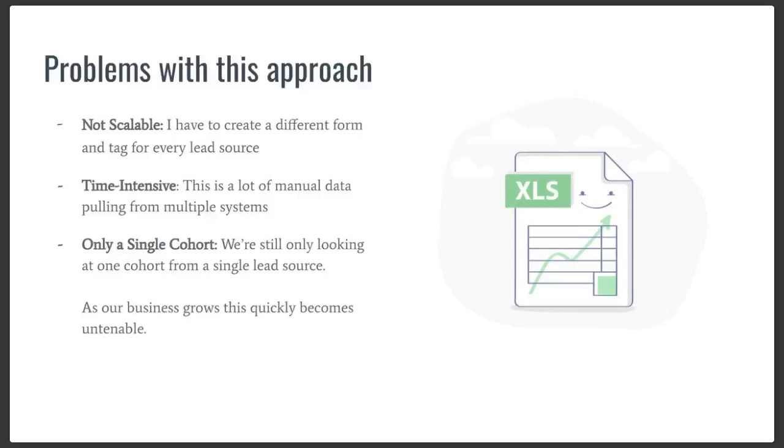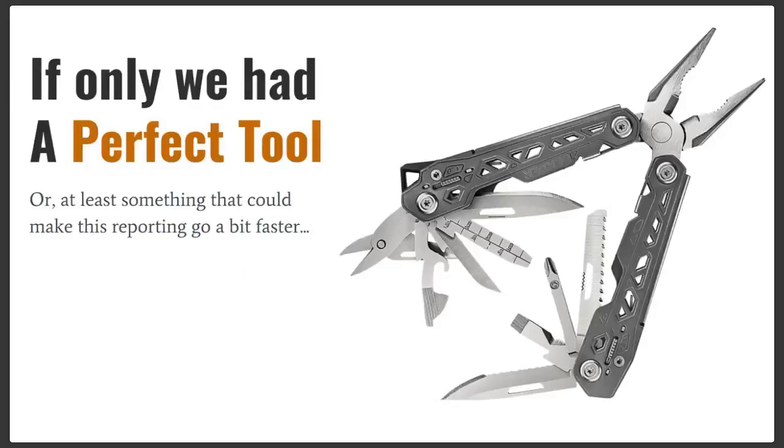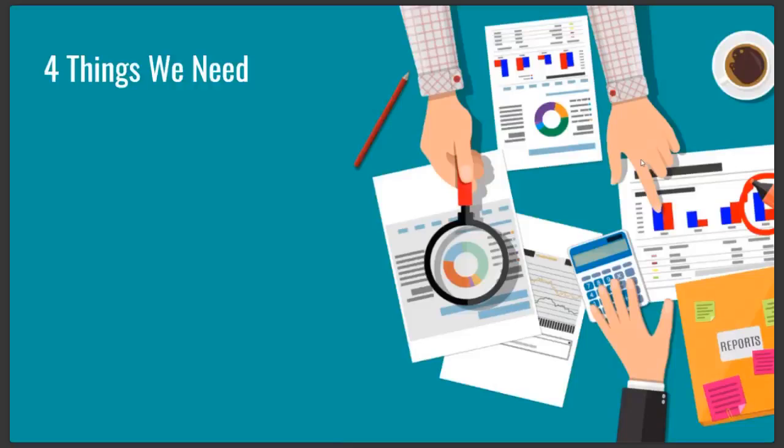All right. If only we had a perfect tool, or at least something that could make this reporting go a little bit faster. All right. So what are the 4 things we need? 1, we need to track lead sources without setting up new tags or forms for each one, because that is going to become untenable very quickly.